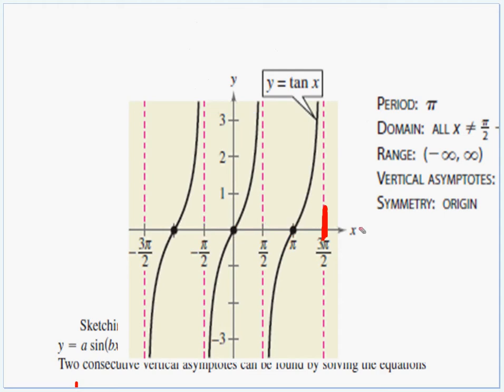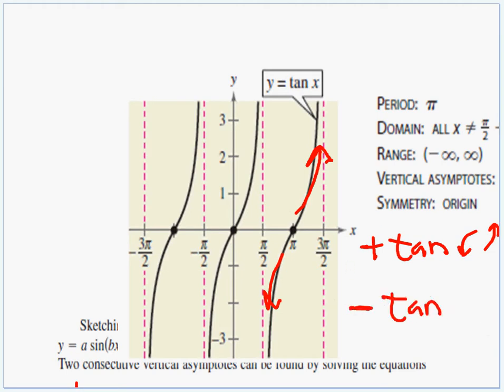And I should point out here also, notice that positive tangent goes up to the right and down to the left. If we were to look at negative tan, that's going to reverse. I'm just going to write it in here in blue ink. Here I am at the origin. If I have a negative tan, I go up to the left and down to the right. So that switches which way we go up and down.